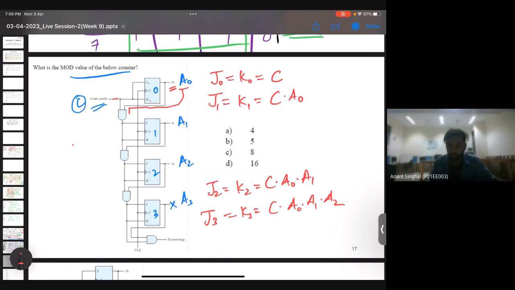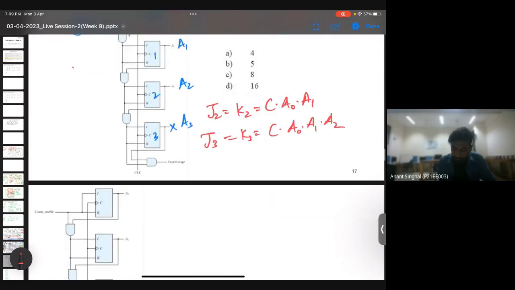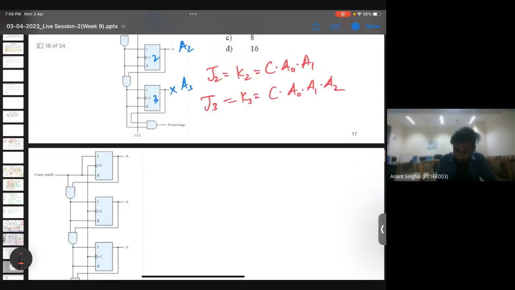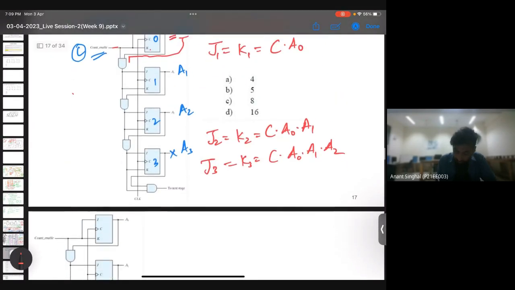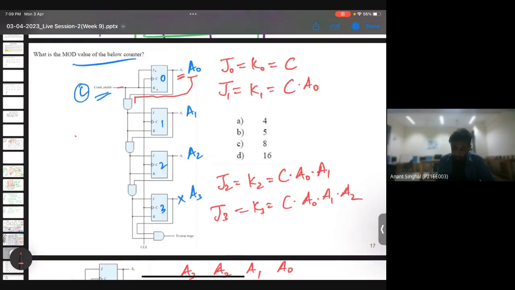Yes, sir. Okay, so we'll start similarly as we have done in the last problem. So we'll start with what it is: A3, A2, A1, A0. Sorry. So we'll start with 0, 0, 0, 0.